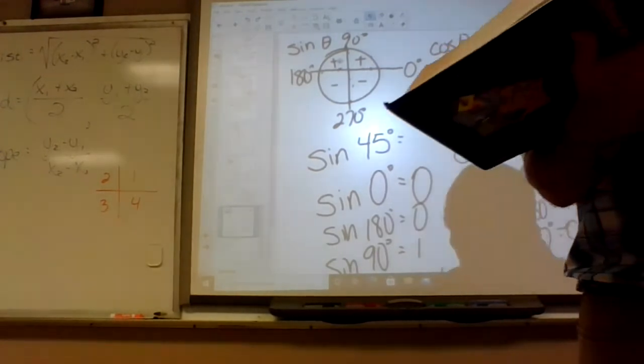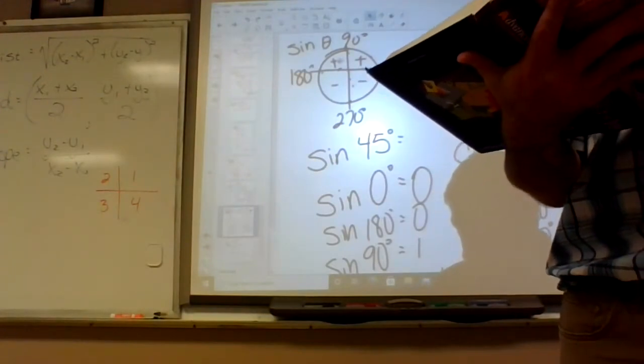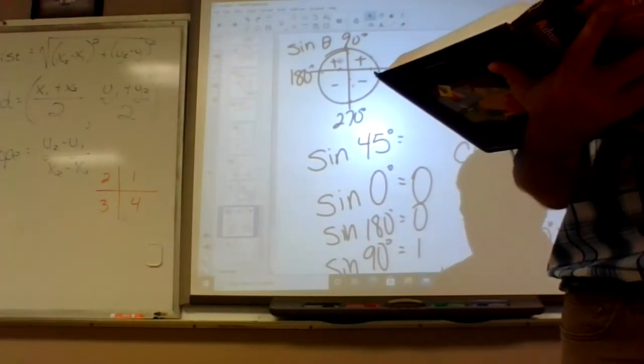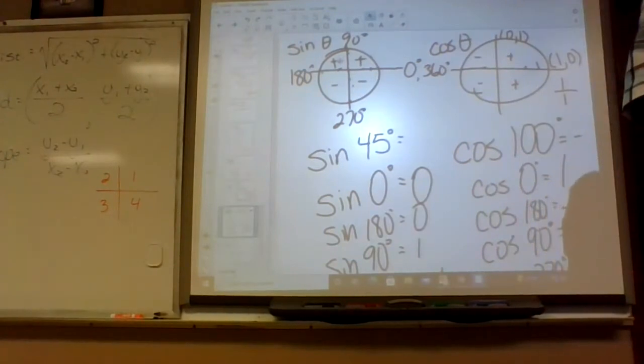So when it says sine of 90 plus theta, that basically ends up being cosine. Sine and cosine are closely related. Why?